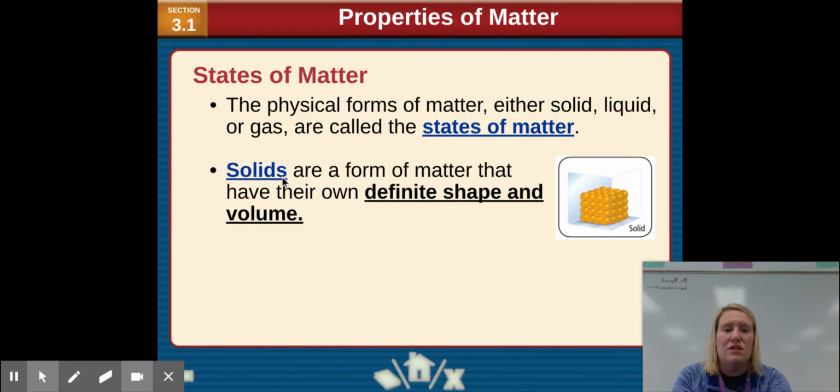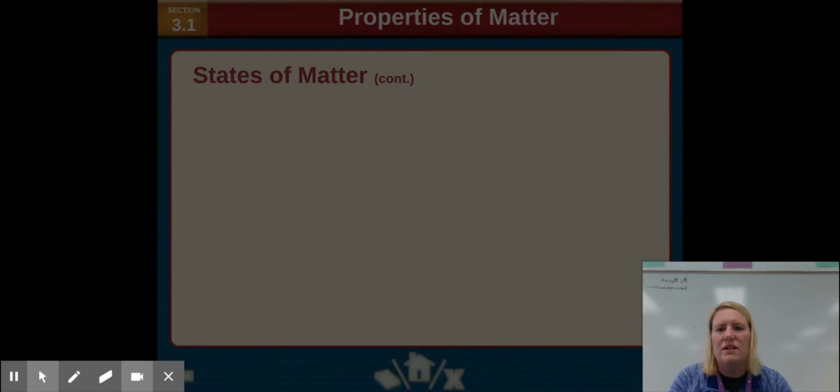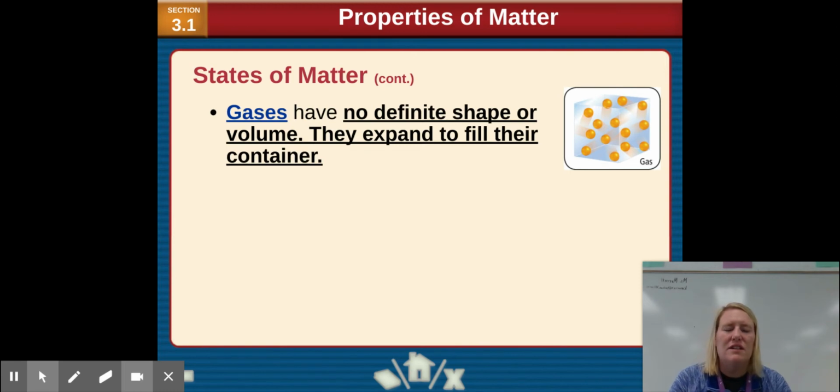Solids, it's very important to know, have their own definite shape and a definite volume. If we look at a pencil or a marker, we know that this has a definite shape and a definite volume. It doesn't get bigger, it doesn't get smaller, and it's not easy to break. Liquids, on the other hand, take the shape of their container, but their volume is unchanging. Whether I have it in one container or another container, the volume doesn't change. A gas, on the other hand, likes to get as big as possible and takes the shape of whatever you put it in.